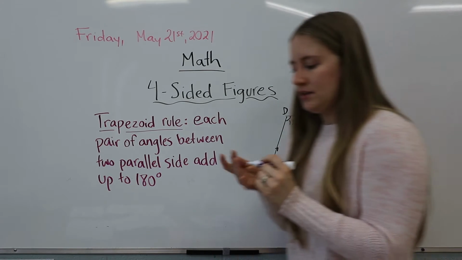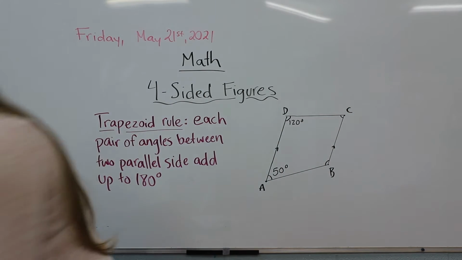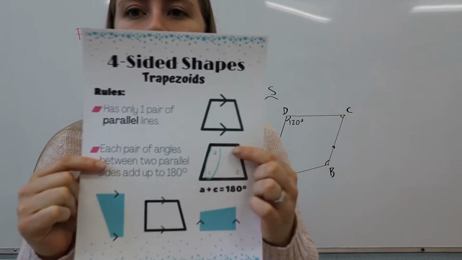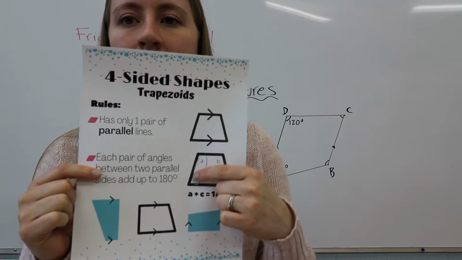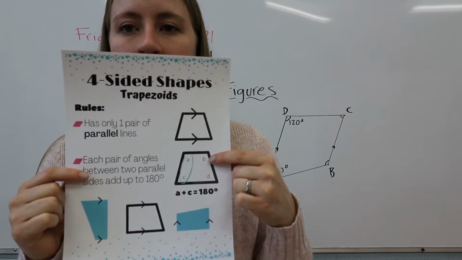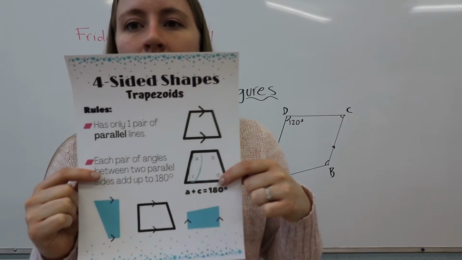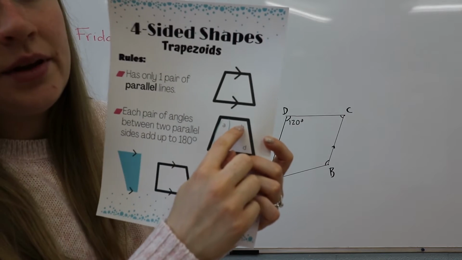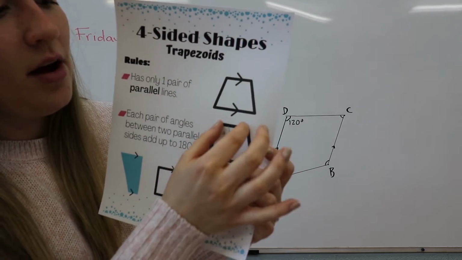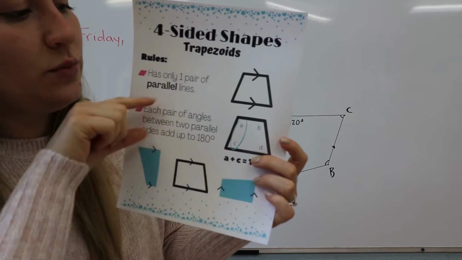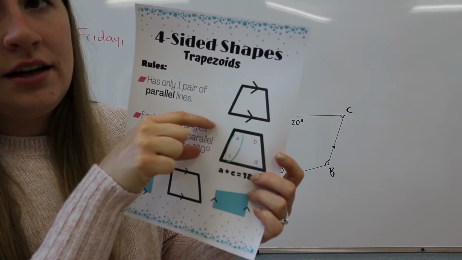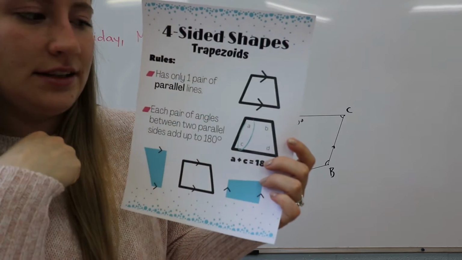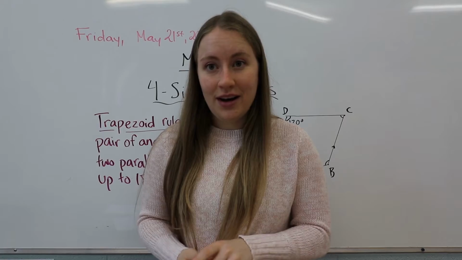Okay? So you have that, of course, on this as well. That's our rule right here. And we can see it demonstrated right here. So these two can pair up to add up to 180, and so can these two. Okay? Be careful. So if you look at this, A and B cannot pair up because they're between the two lines that are not parallel. Okay? So keep in mind which lines are the parallel lines. Okay, and it's only the ones that fit between the two parallel lines that can add up to 180 degrees. Okay, so keep that in mind.